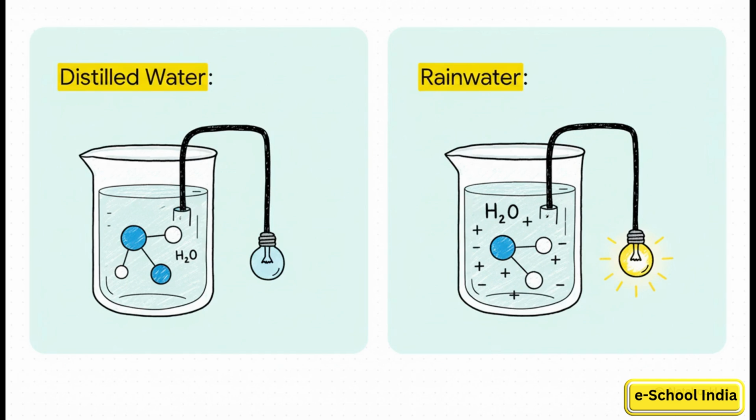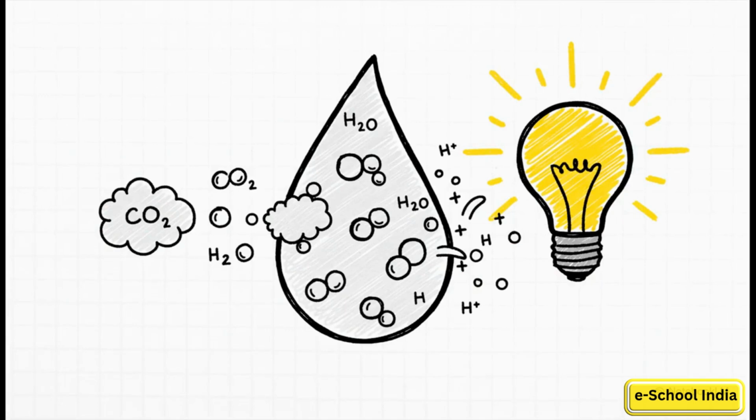Distilled water is just pure H2O. There's nothing in there to carry an electrical current, no charged particles or ions. But rainwater, as it falls through the sky, picks up carbon dioxide from the air. That CO2 dissolves and creates a tiny bit of carbonic acid. And that acid releases ions, which act like little electricity carriers. And there it is. The answer is acid.